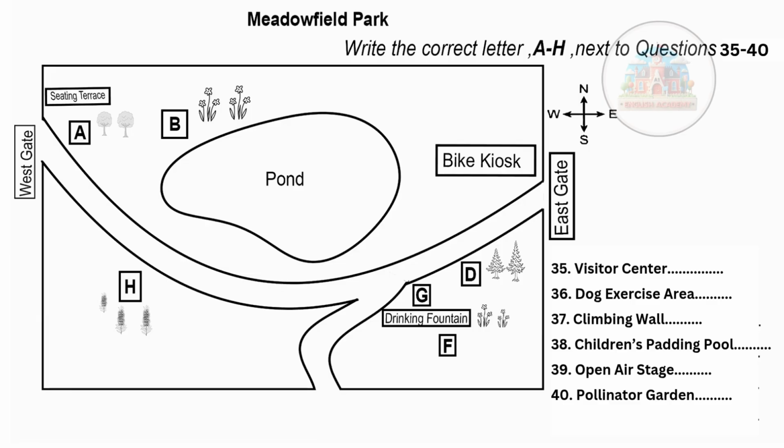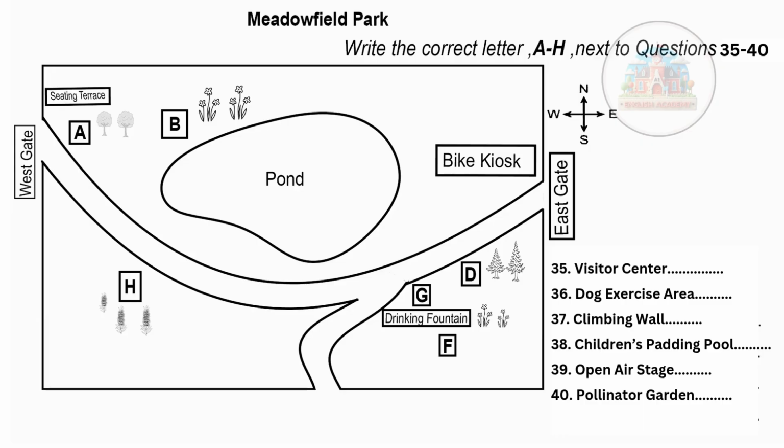It used to be near the eastern end of the park, but to improve safety, it's now been moved just south of the pond, where it's easier for parents to supervise. For those interested in fitness, we've introduced a climbing wall. It's located near the southern walking path, close to the line of fir trees and not far from the east gate.